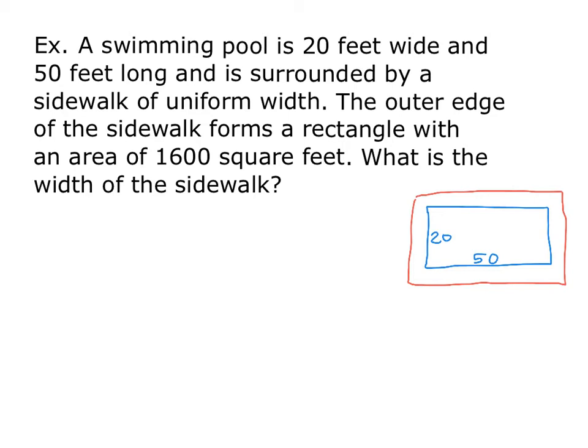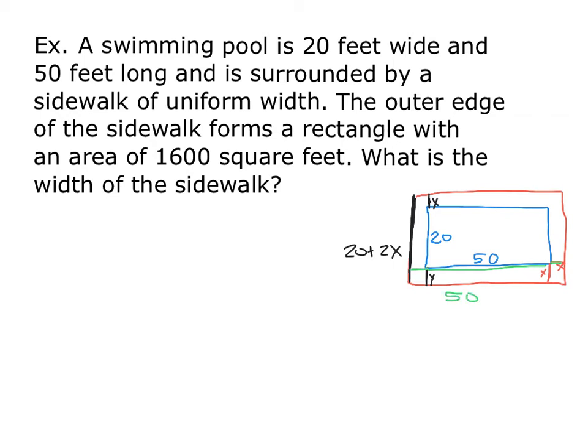First off, it's uniform. So this is x and this is x. If that's true, what is this whole length going to be? Well, we have the 20, plus this piece, plus this piece. So that's 20 plus 2x. And then on the other side, we've got the 50, plus this x, and then plus this x.